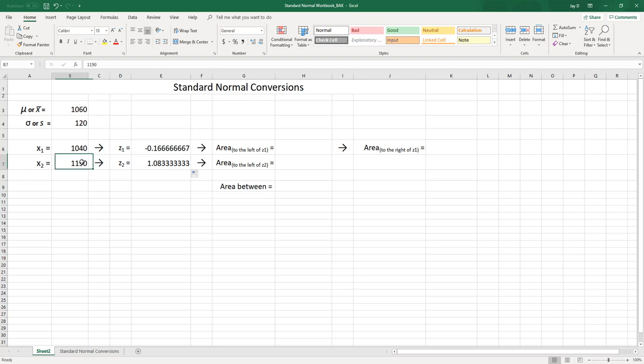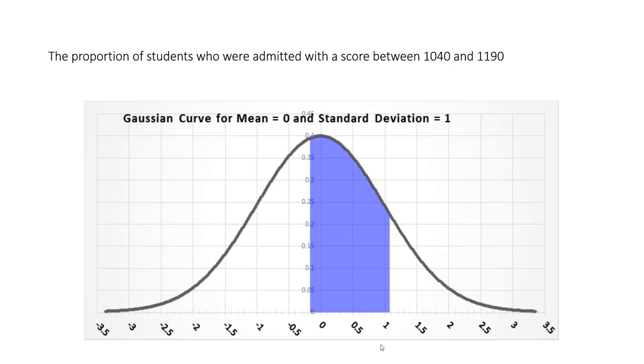Similarly, here I have an 1190, which is to the right of 1060, which means my z value, this value right here, should be to the right of 0. And it is. Let's go back to the diagram. Here we are at the diagram. Take a look on the diagram.